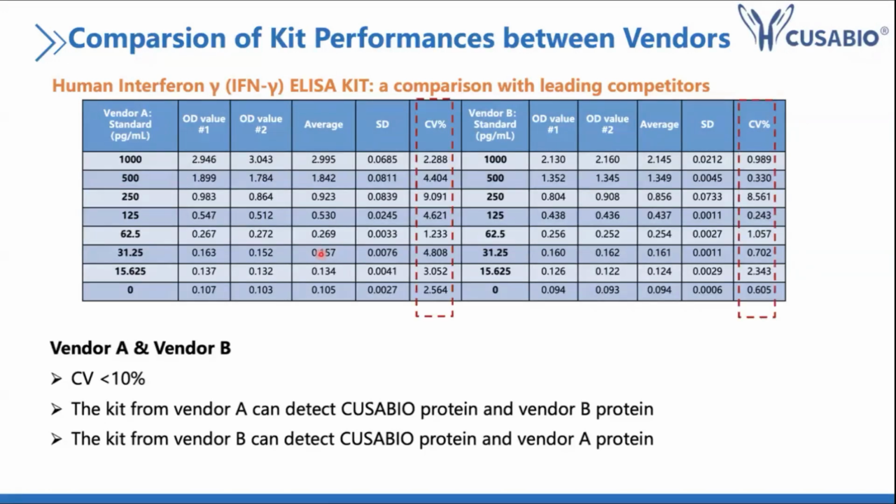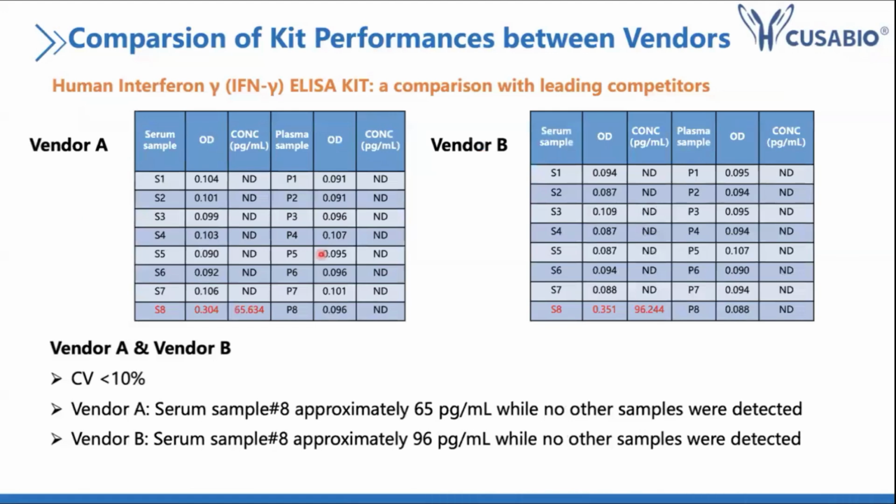And in addition to that, definitely we have the sample test. The same 8 serum samples and 8 plasma samples. So we use the vendor A kit and vendor B kit to perform the test. And actually the results are pretty similar. As you see, the CUSABIO kit is able to detect serum sample number 8, and vendor A and vendor B have similar results.